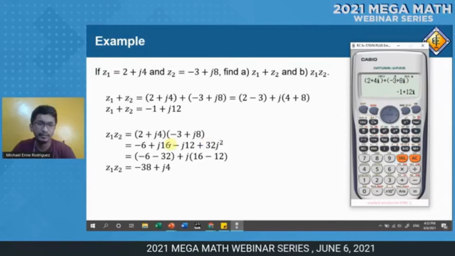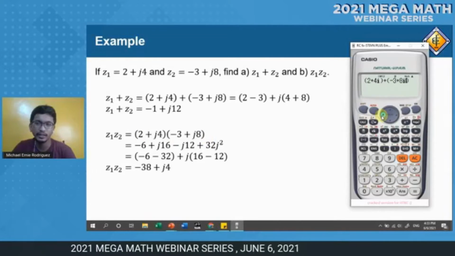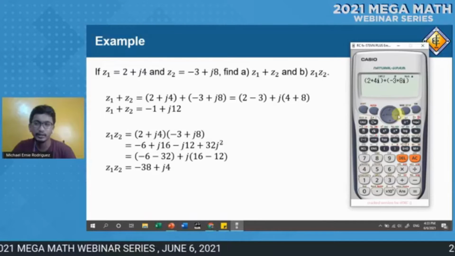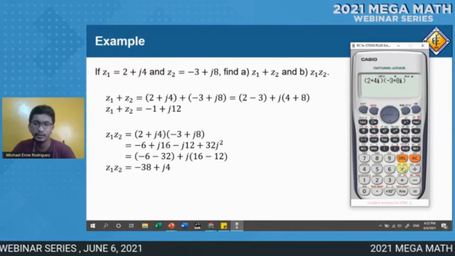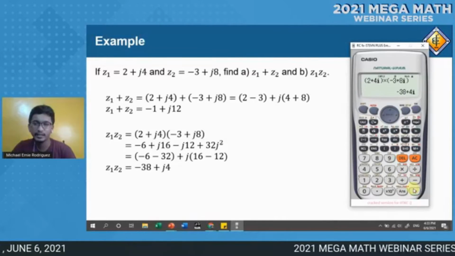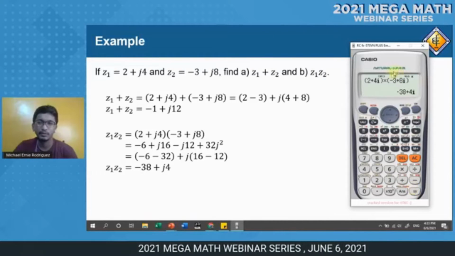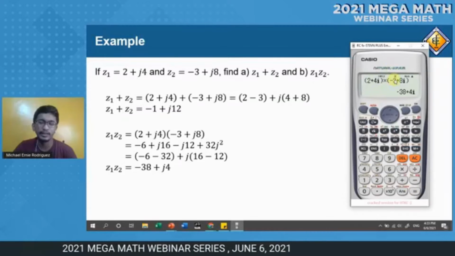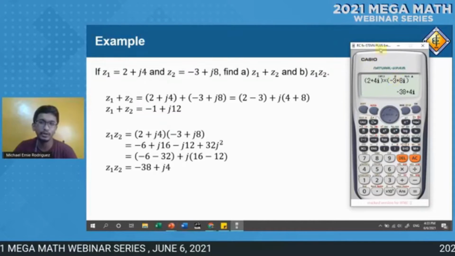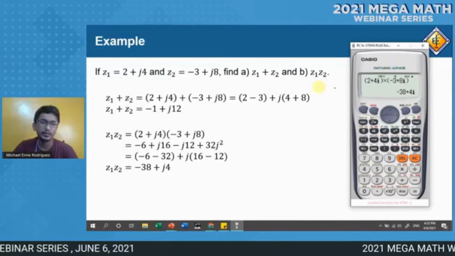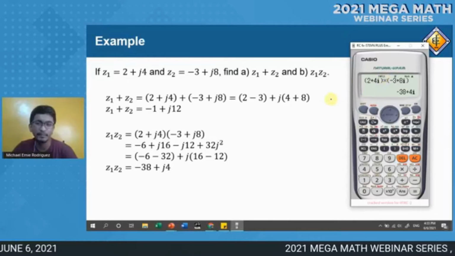Okay? And then, pag multiplication, ganoon din ulit. Input lang natin, gawin natin times ito. Okay? So we have our answer. Yun, no? Negative 38 plus j4. So, pag arithmetic operation sa ating complex numbers, you can use your calculators para sa board exam, para mabilis, di ba?